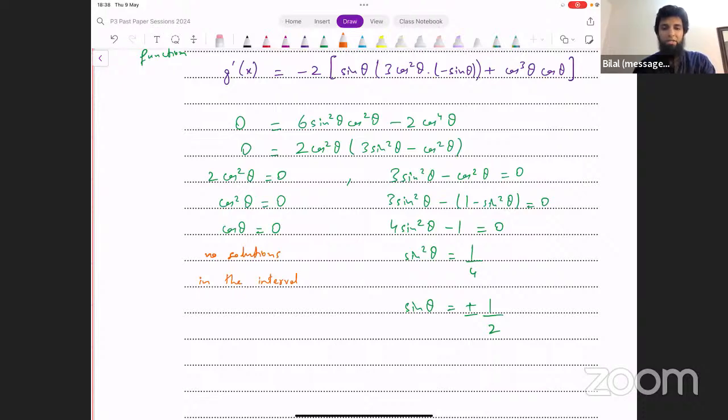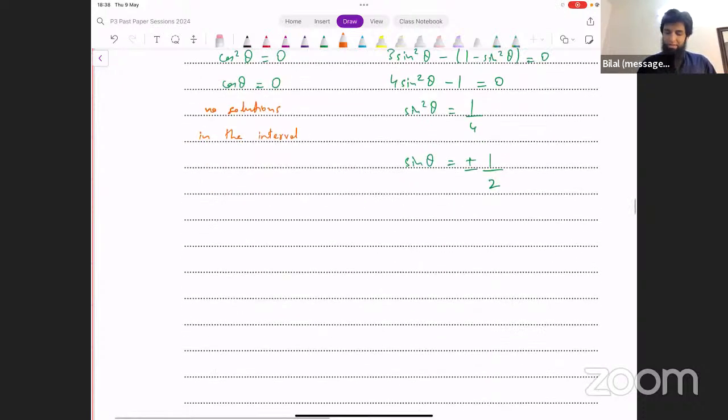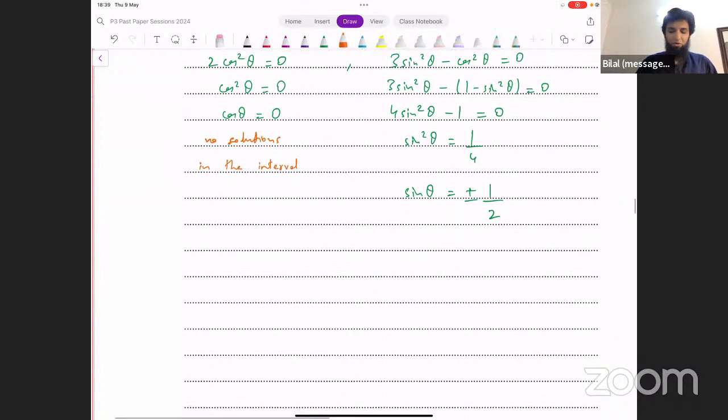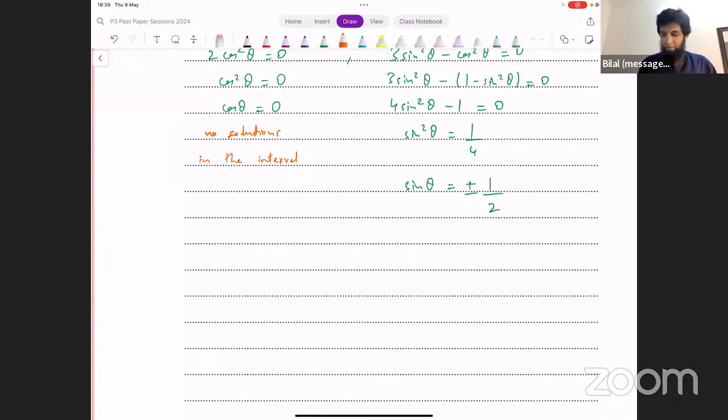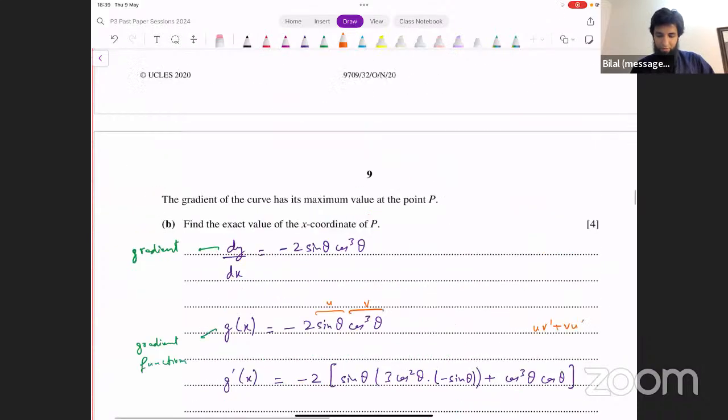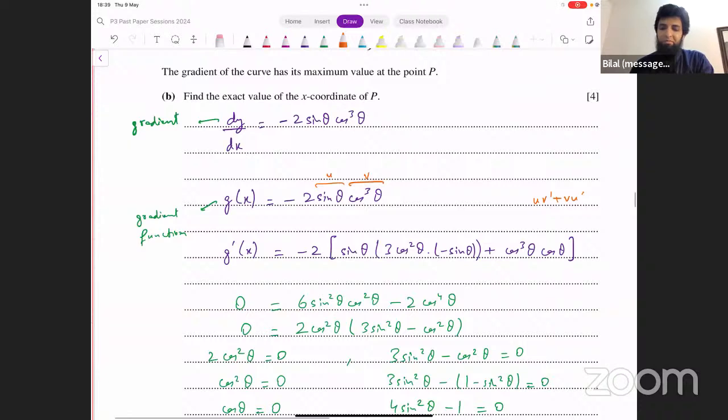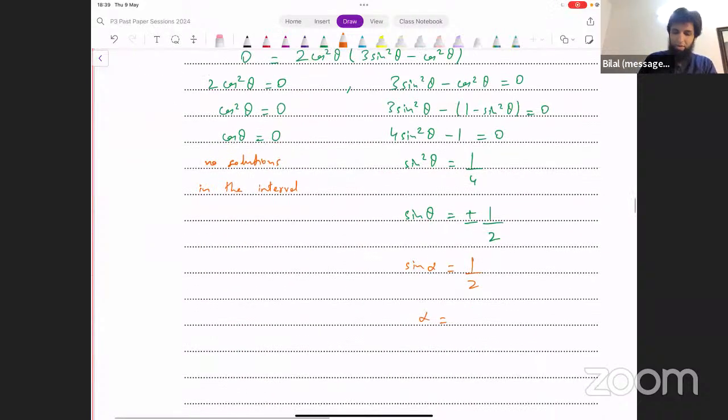Okay. What about the second one now? This is sine theta equals plus minus 1 over 2. We find the basic angle from this. Sine alpha equals 1 over 2. What's the basic angle? Sine inverse of 1 over 2. Do we have to have this in radians? Sine inverse of 0.5, that is pi over 6. Okay, so the value of theta, value of alpha, the basic angle that I'm getting from this is pi over 6. So alpha is pi over 6.